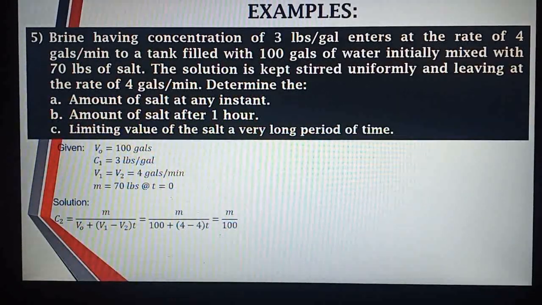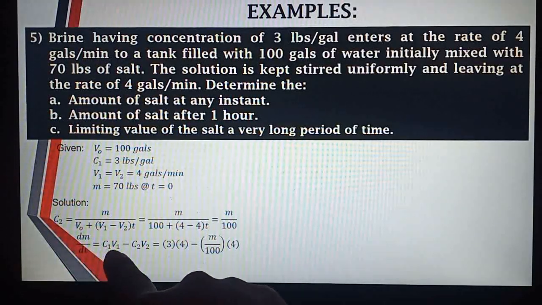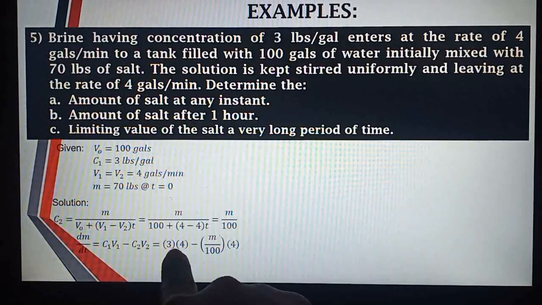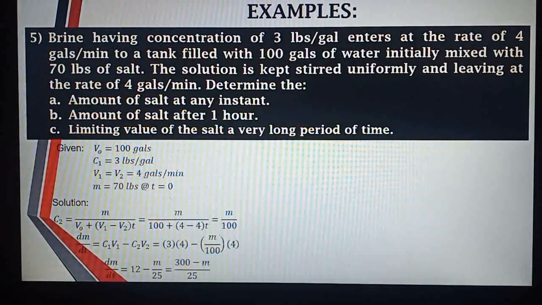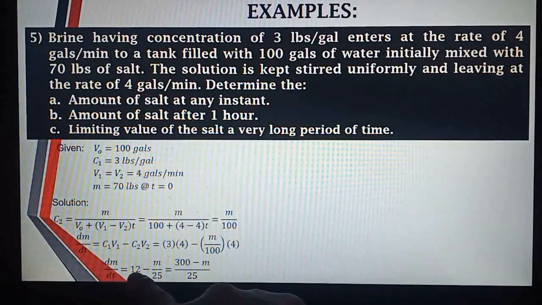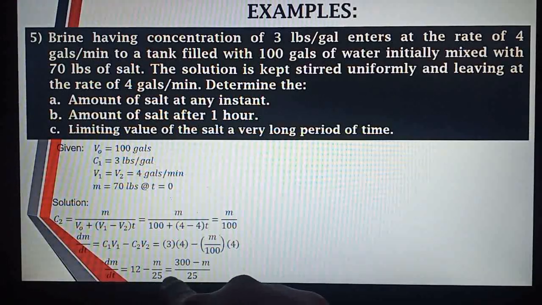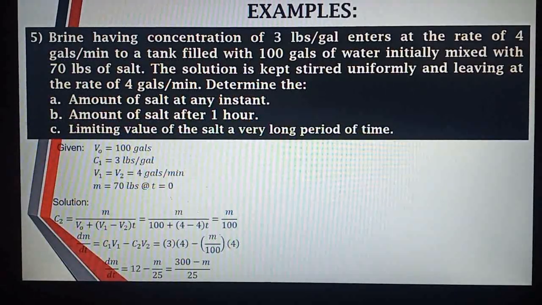Then following the formula of the mixing solution, we have dm over dt equated to C1 V1 minus C2 V2. So we have 3 multiplied by 4 minus M over 100 multiplied by 4. Then simplifying that, you will now have 12 minus M over 25. Then when we make this one fraction, we have 300 minus M over 25.